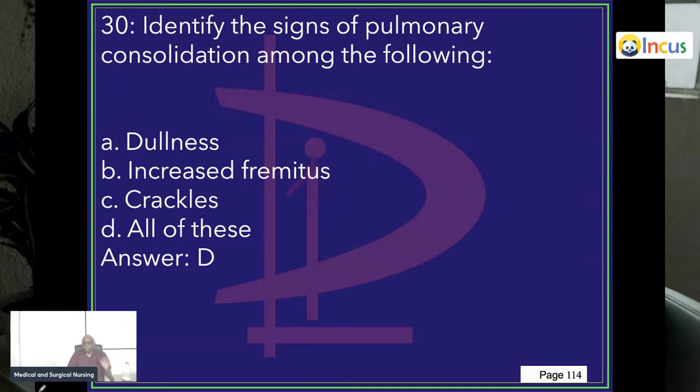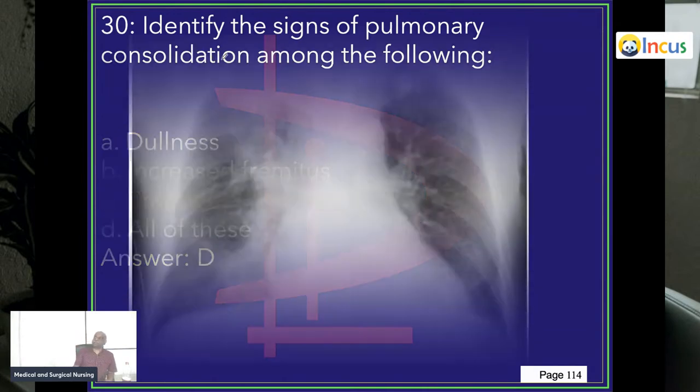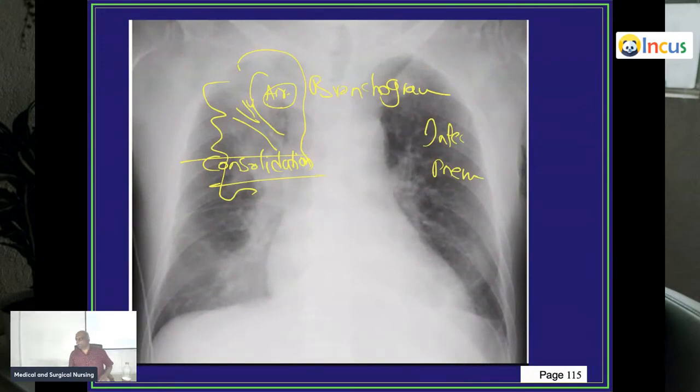if you put a stethoscope, sounds will come. That is called crackles. And if you happen to percuss, on percussion, dullness. Then you put the ulnar border of your palm on the patient's chest. Ask him to say one, one, one. Then that sound becomes more transmitted to your ulnar border. That's called increased fremitus. These are all the signs of consolidation, is what you need to remember.